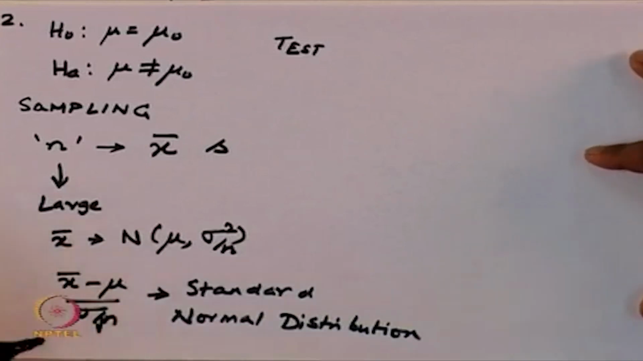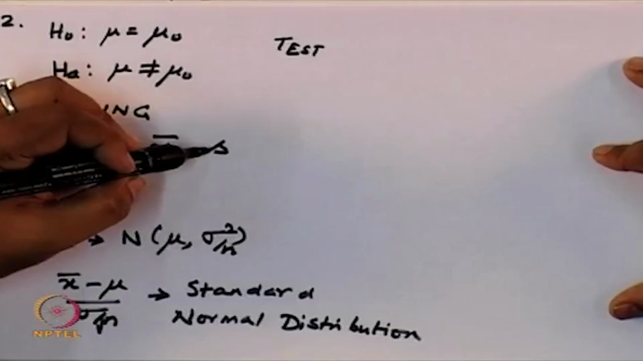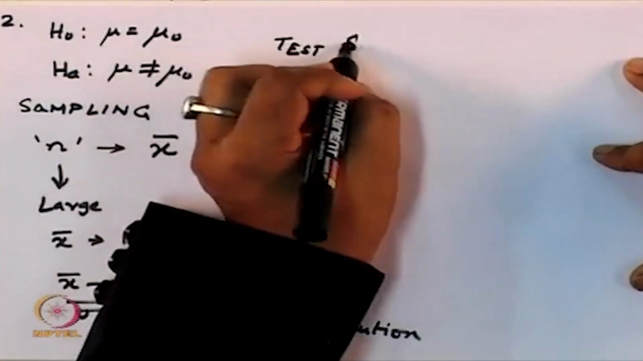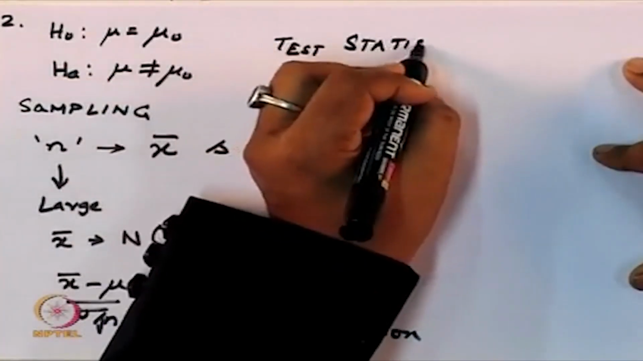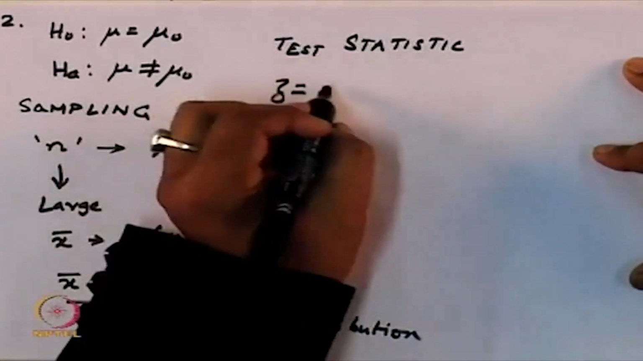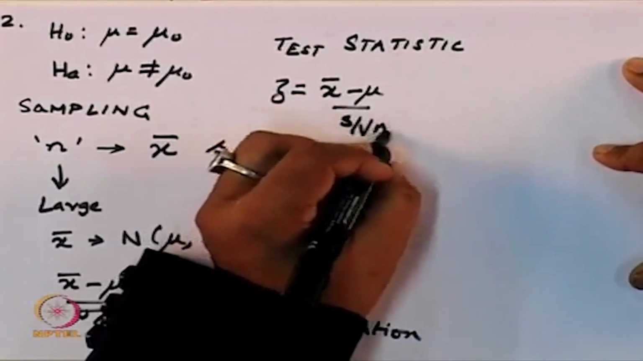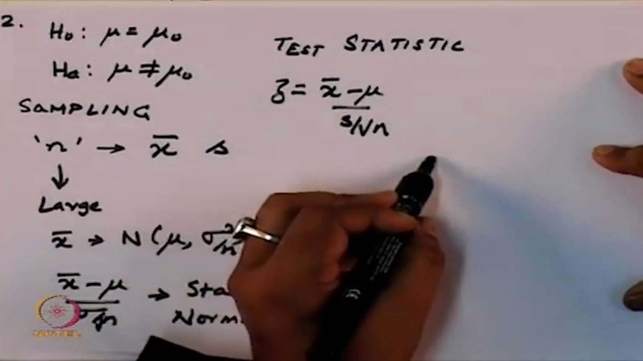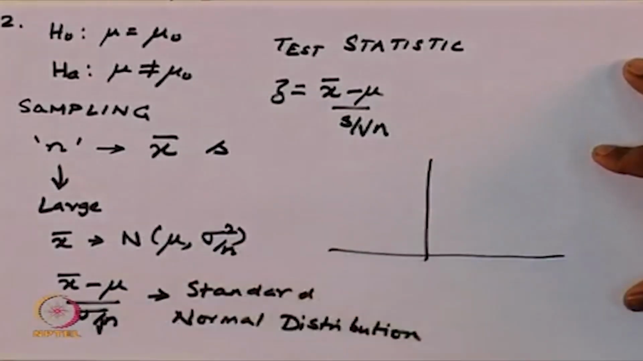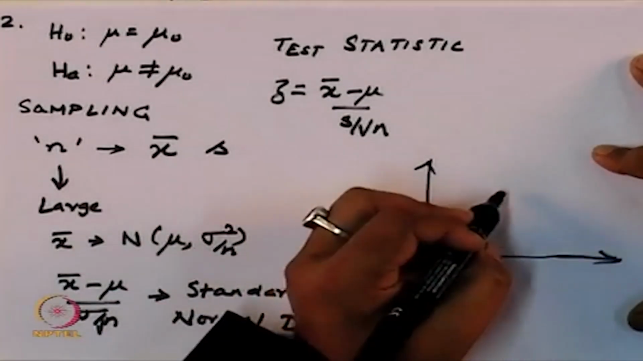Okay. So, since I only have the sample, I do not know exactly sigma, but what I have calculated is S. So, my test statistic is calculated by this value z defined as x bar minus mu by S by root n. Okay. Now, what do we mean by two tails?